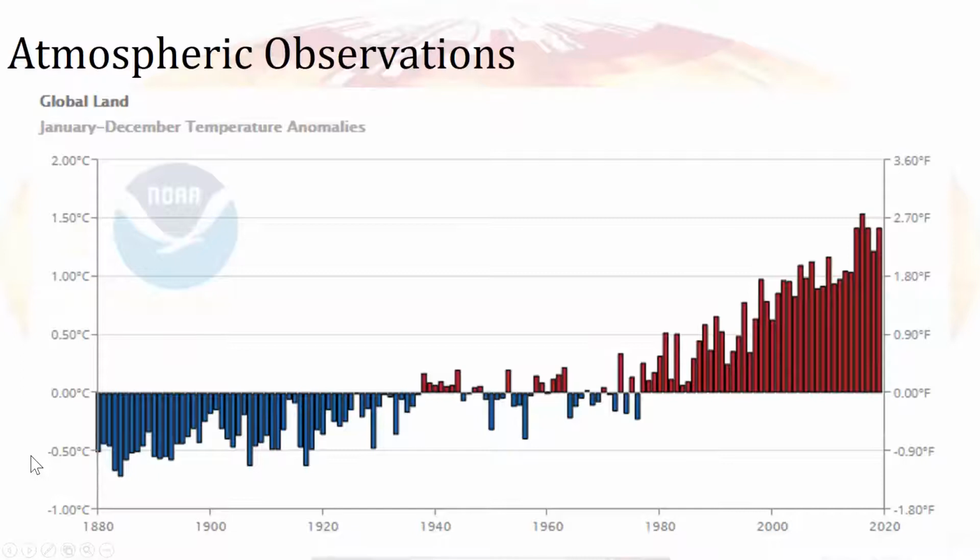First off, the book kind of recommends going out and checking out these departures from normal again. And we talked about these anomalies a little bit last week, but realize that there's a difference between land and ocean. And so we're going to focus for atmospheric observations on land.